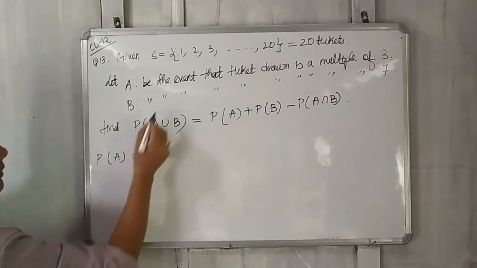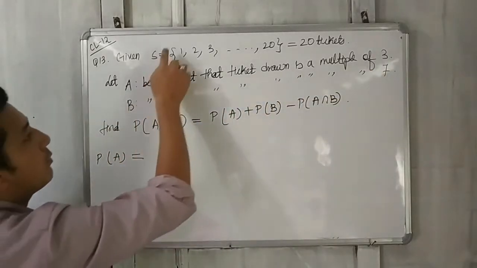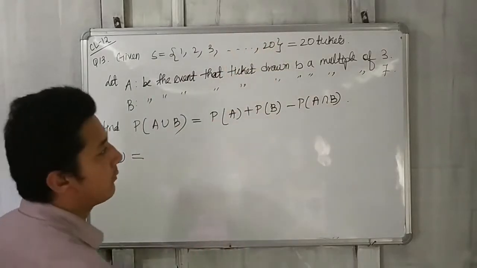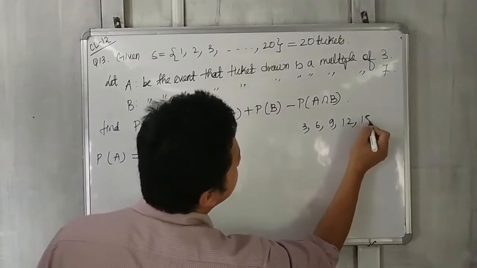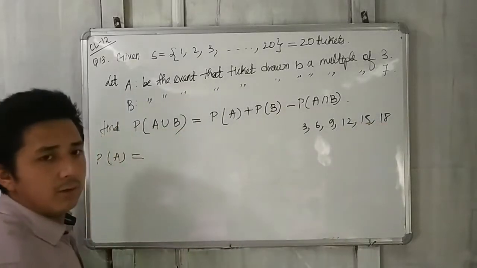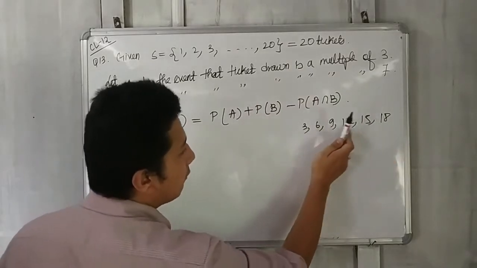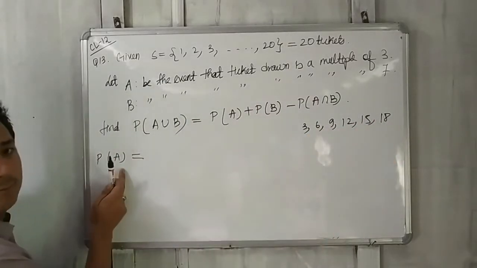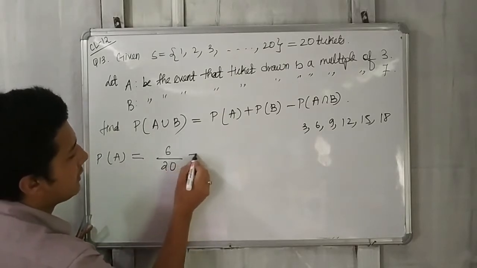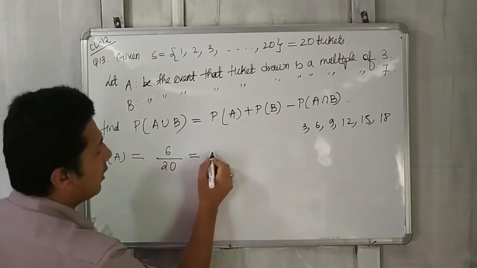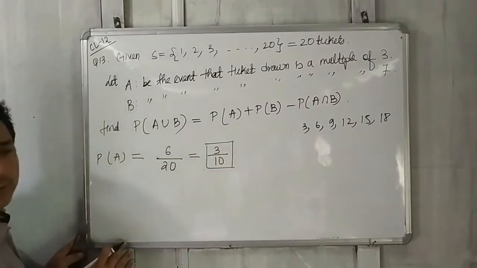Now quickly let's find P of A. What is A? A is the event that the ticket drawn is a multiple of 3. From 1 to 20, how many numbers are multiples of 3? Let's calculate: 3, 6, 9, 12, 15 and 18. Favorable chances are only these numbers, so 1, 2, 3, 4, 5, 6. So what will be P of A? P of A will be favorable chances divided by total, which is 20. If I cancel, 2 3s are 6, 2 10s are 20. So the value for P of A is 3 by 10.